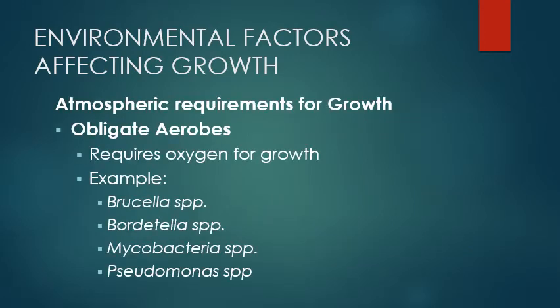Next is the atmospheric requirement for growth. Note, there are organisms that grow with or without oxygen, or grow only with oxygen. Some examples of obligate aerobes, meaning they need oxygen for growth, are Brucella, Bordetella, Mycobacteria, and Pseudomonas. There are reasons why they can resist oxygen, because of some enzymes that they produce. I will discuss that later. So, next.